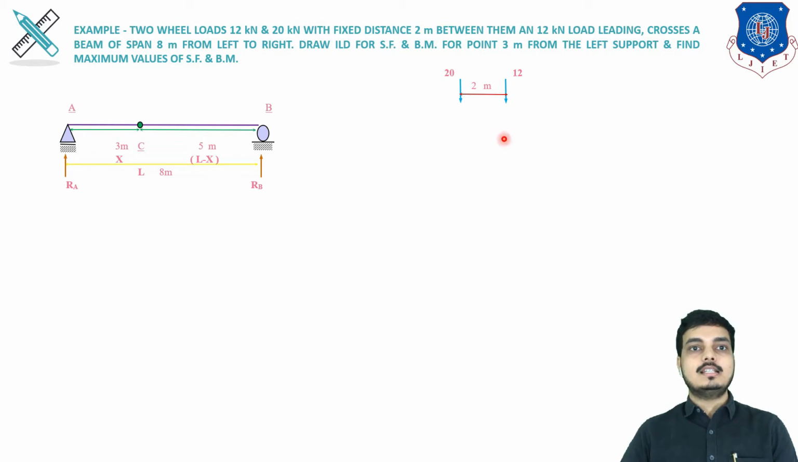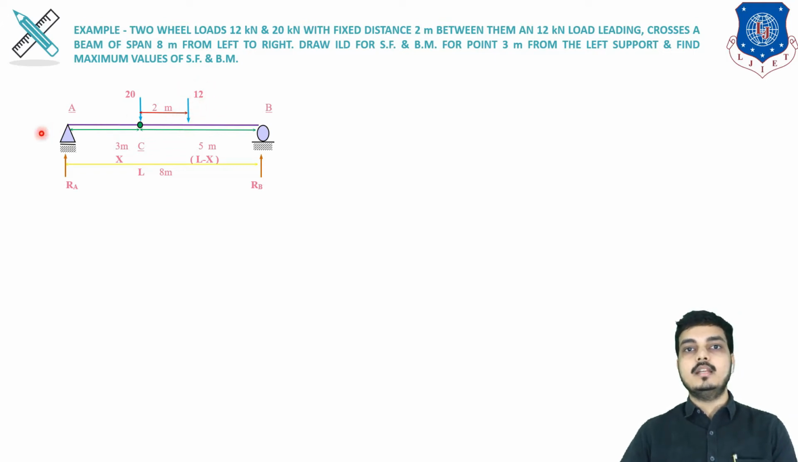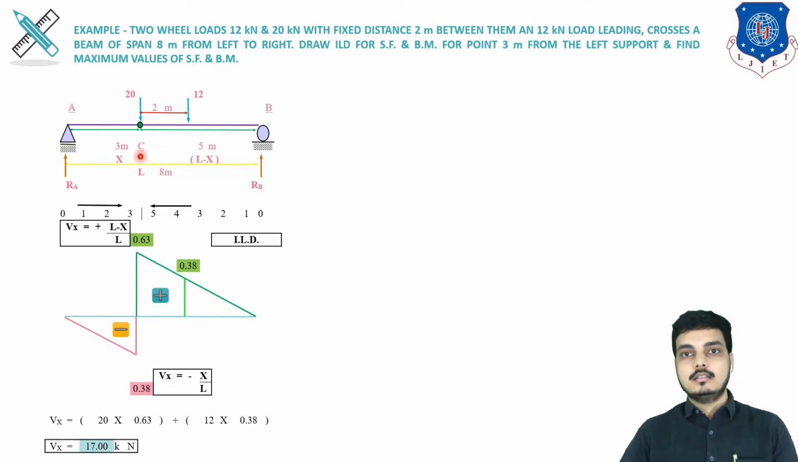Now we have to put these 2 point loads over here. Where to keep them? Look, I have placed the 20 kilonewton load at the section, which means 3 meters, which is point C, and the 12 kilonewton load is 2 meters ahead of the 20 kilonewton load. Means if I count from A, the 12 kilonewton load is at 5 meters and the 20 kilonewton load is at 3 meters. Now let's see why I have done this.